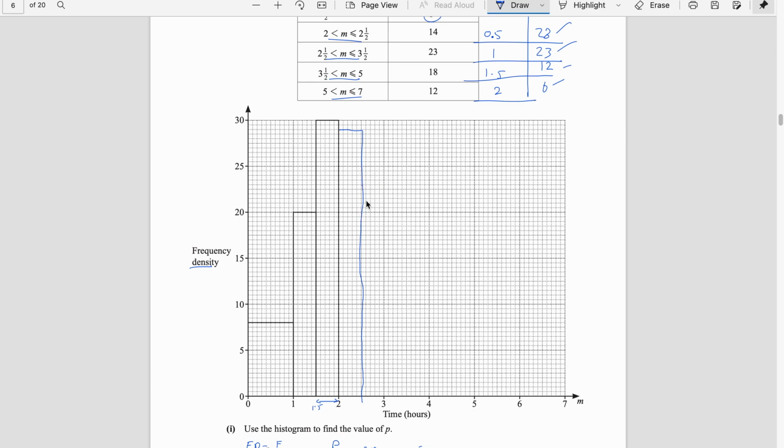23. A small mistake. Height 28 lies here. 2 boxes for each reading. Then for 23, and width is 1 unit, complete till 3.5. Then 1.5 is the width and height is 12. So 10, 11 and 12.5, and it ends at 5.